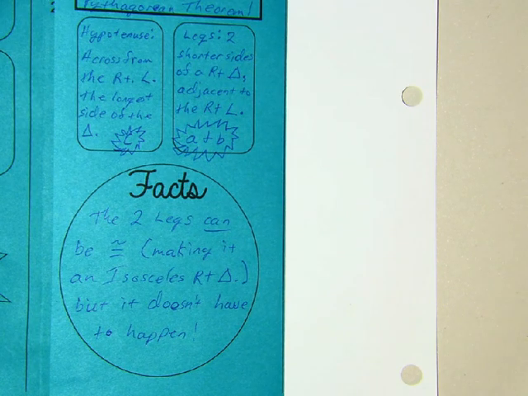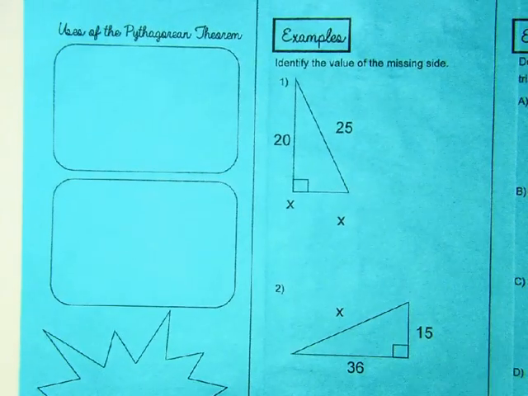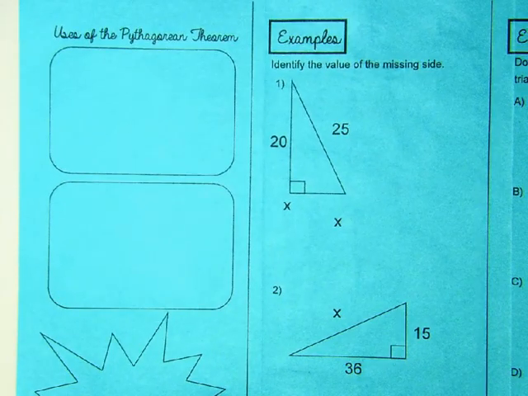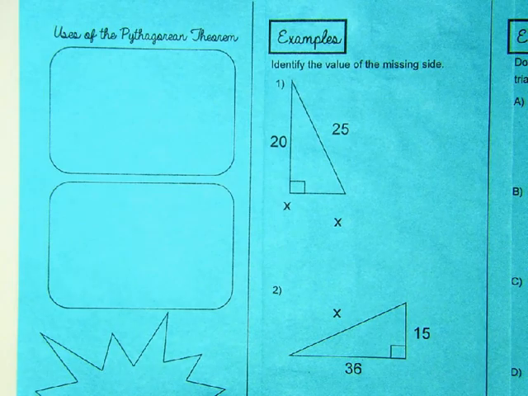Okay. All right, so then from here we're going to go to the inside of our foldable. We're going to start on the left side with our uses for the Pythagorean theorem. We actually have two uses, two times that we're going to be using the Pythagorean theorem.